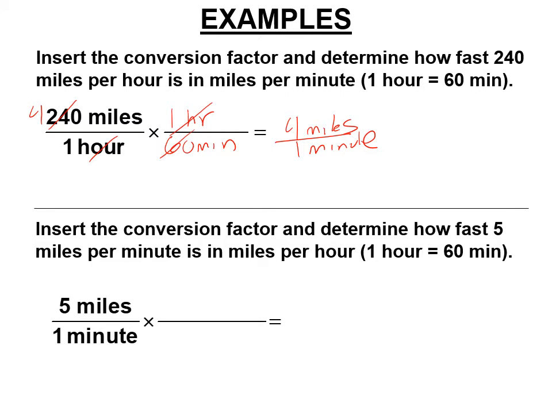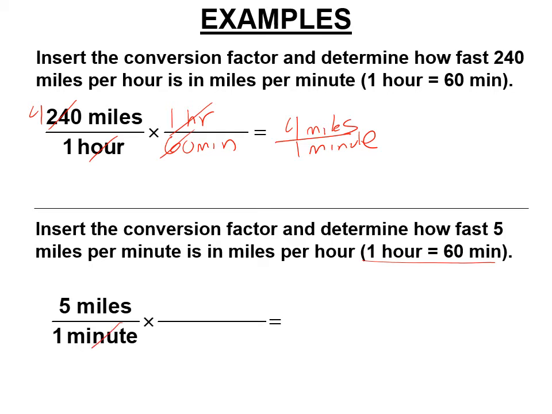All right, now I think this one's different. Insert the conversion factor and determine how fast 5 miles per minute is. So 4 miles per minute was 240 miles per hour, right? So 5 miles per minute is how much in miles per hour. So now we're going backwards here, but it's the same idea, right?